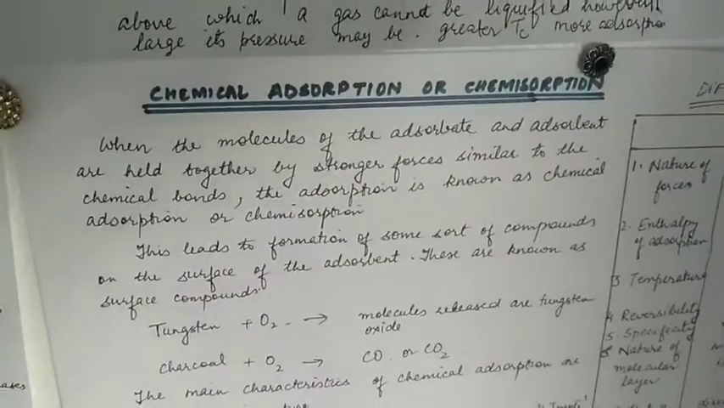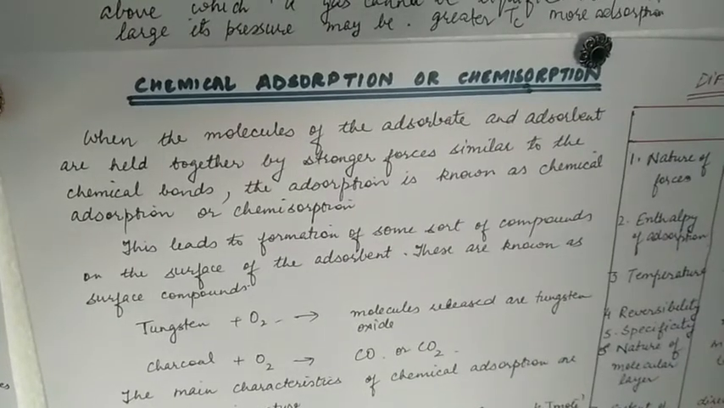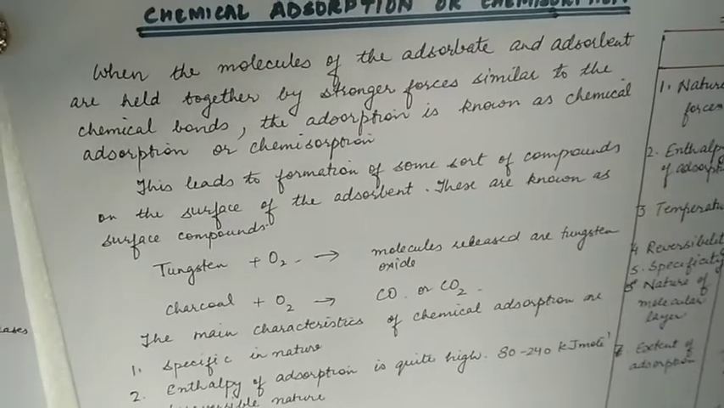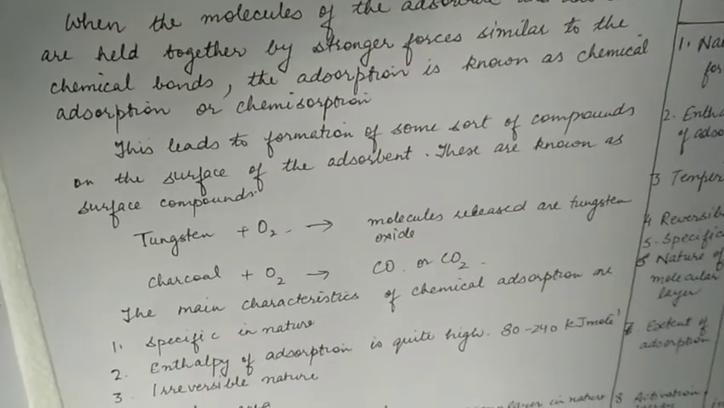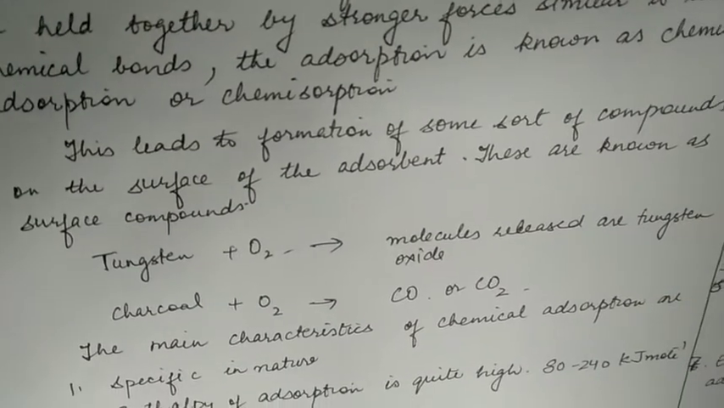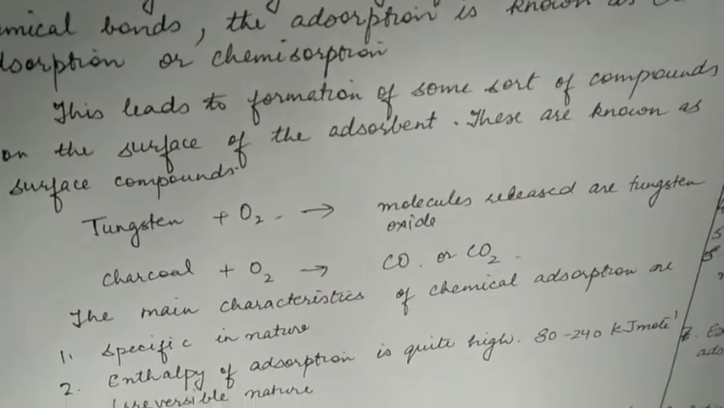Chemical adsorption. When the molecules of adsorbate and adsorbent are held together by stronger forces similar to chemical bonds, adsorption is known as chemical adsorption or chemisorption. It leads to the formation of some sort of compounds on the surface of the adsorbent. These are known as surface compounds.